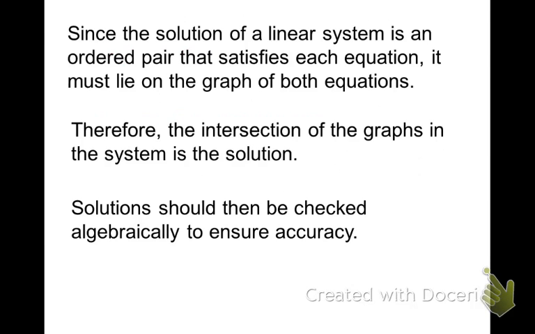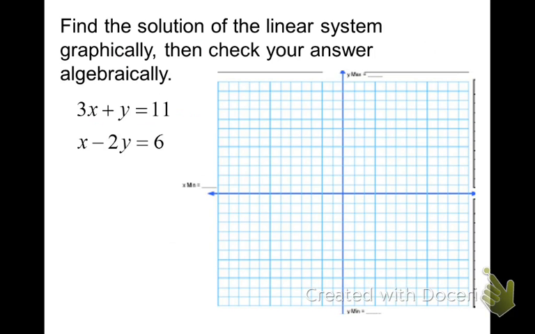Remember that we're always going to make sure that we check our solution algebraically after we've solved it graphically to make sure that we're right. So here's our first system: 3x plus y equals 11 and x minus 2y equals 6. Now these equations are in standard form, standard form having the x and the y on one side and a number on the other.